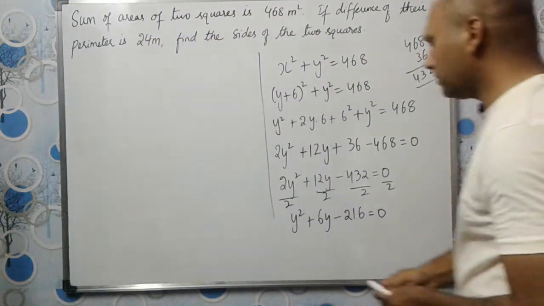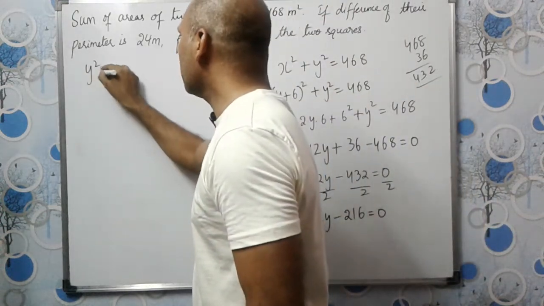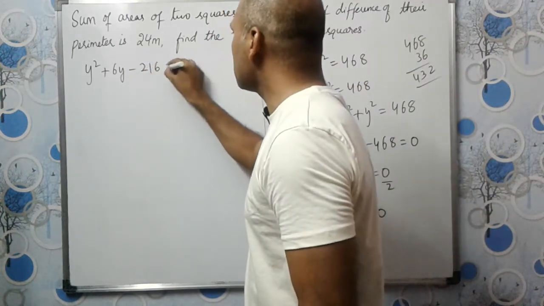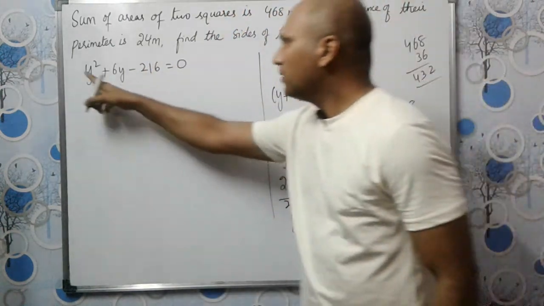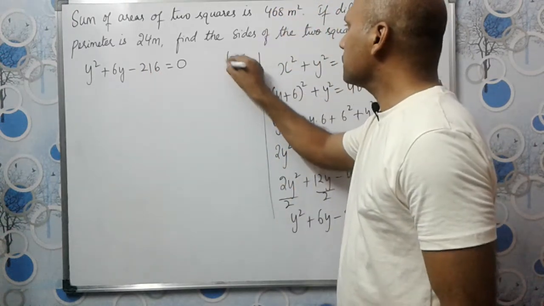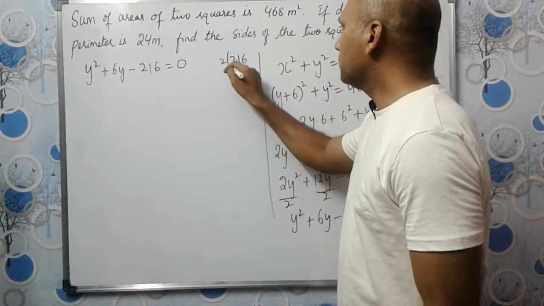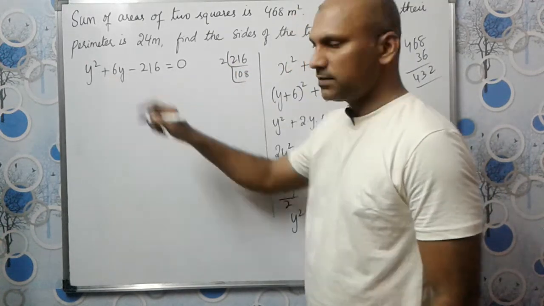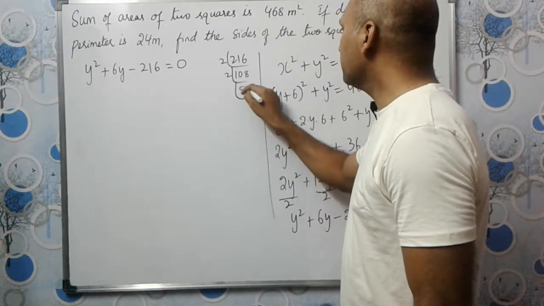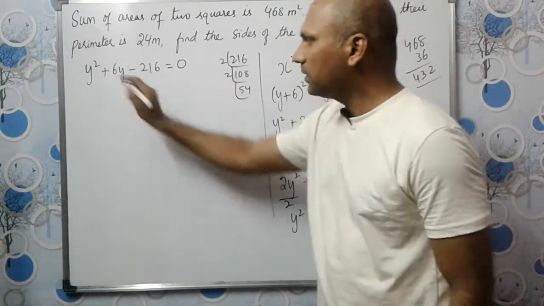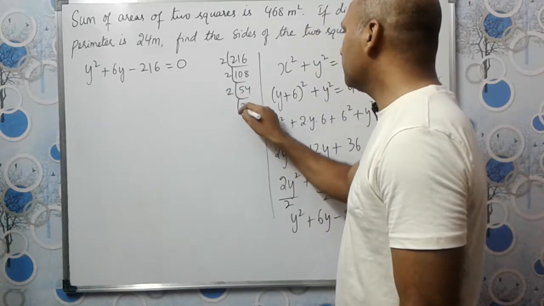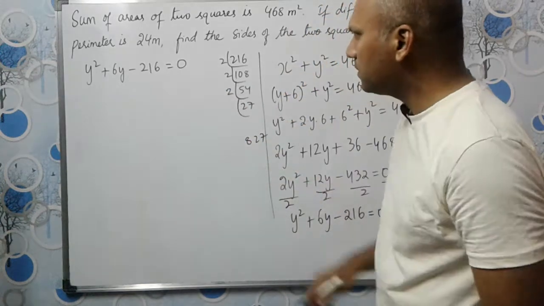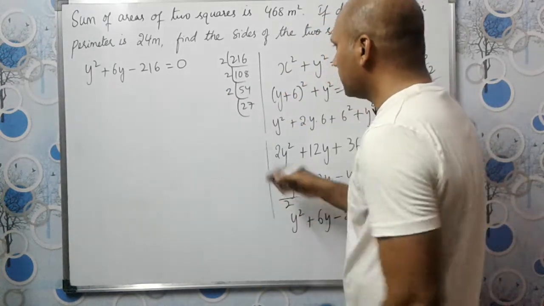Let us use the factorization method to find the value of y. We have a quadratic equation in terms of y now. y square plus 6y minus 216 is equal to 0. Now 1 multiplied by 216 is 216. Factors of 216: 2 and 108, which will not give us 6, right? 4 and 54 will not give us 6. 8 and 27, will it give us 6? No. So what can we do now?